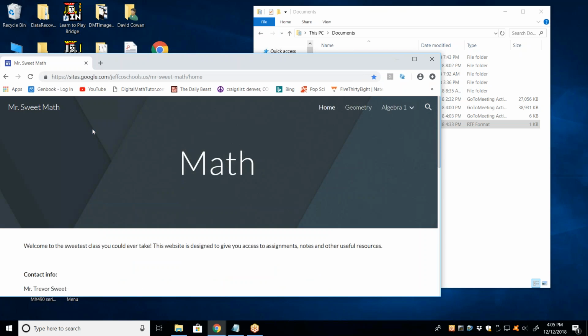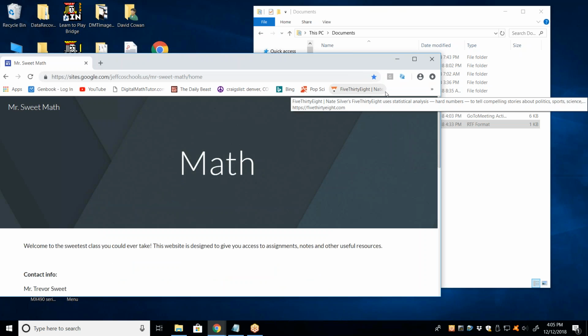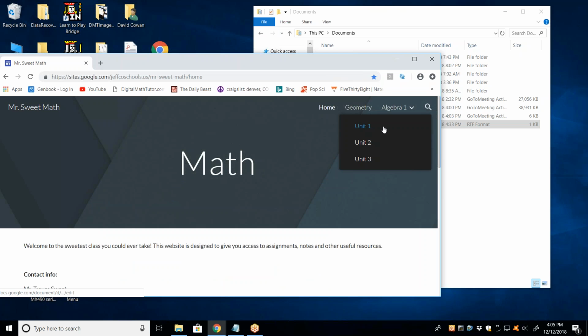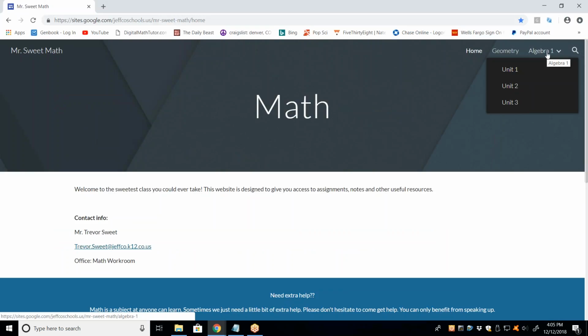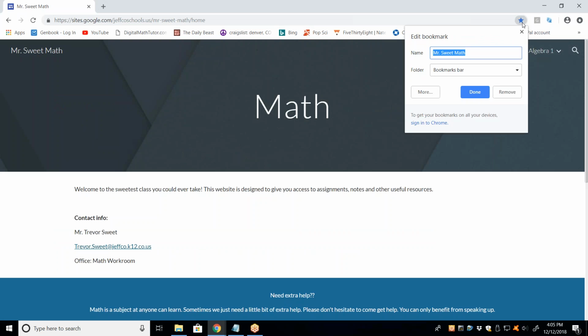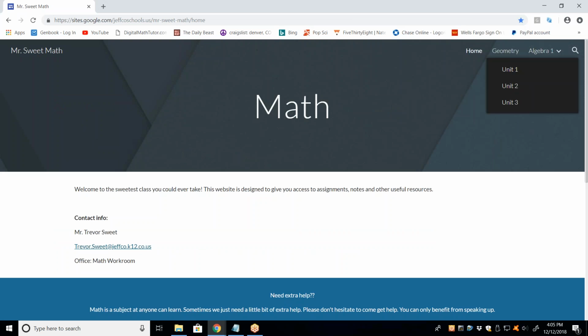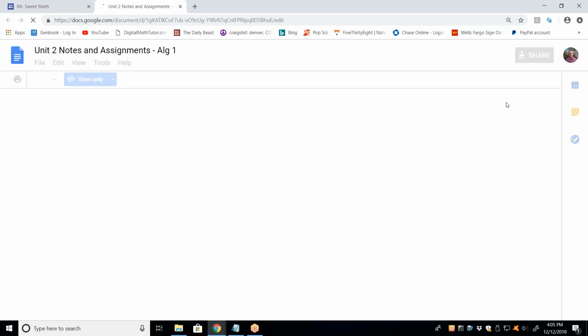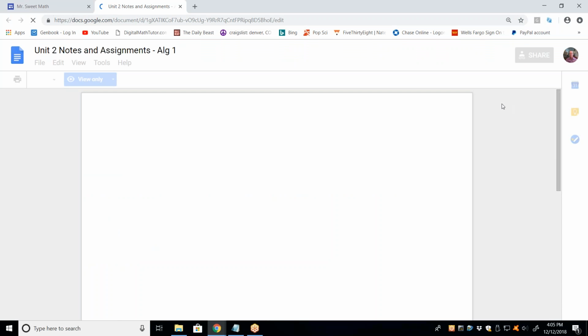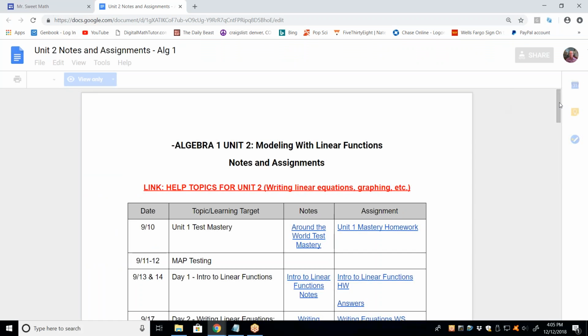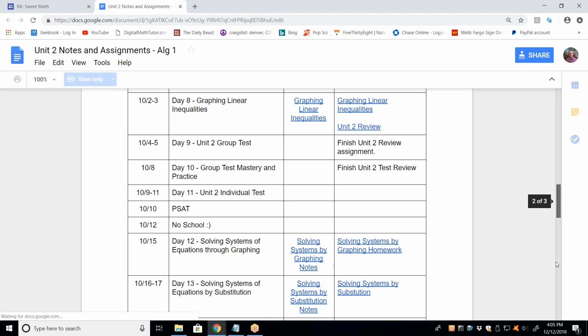All right. This time, let me save it as a favorite. We're always going to Algebra 1. Are we always going to Unit 1? Could we go into Unit 2? Okay, so what I really want to save is this page here. Probably down where?